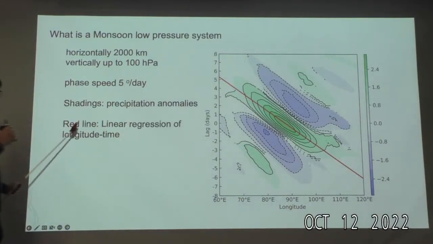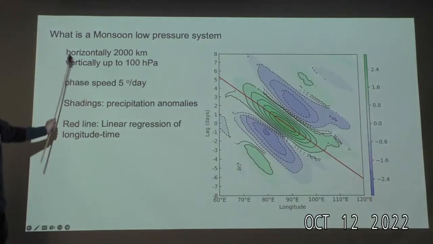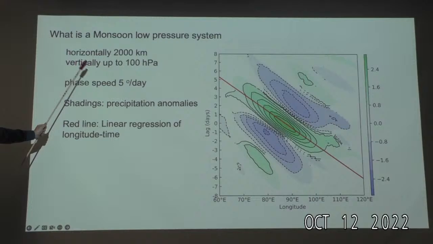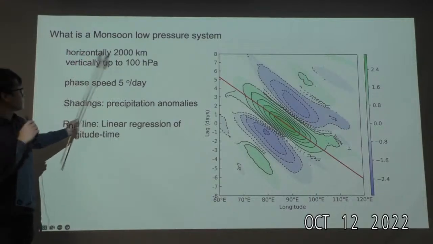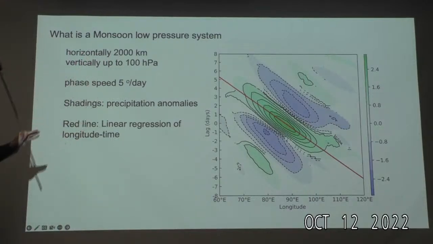And they can expand horizontally to around 2,000 kilometers and vertically up to 100 hectopascals.